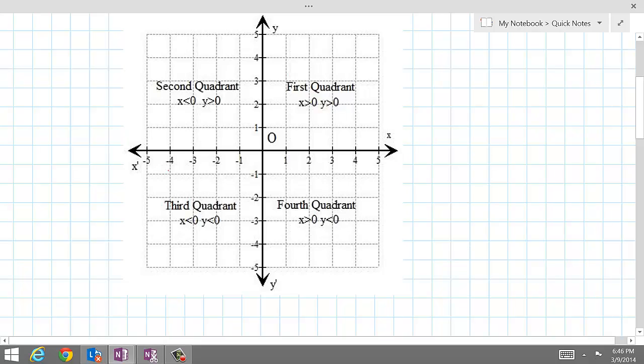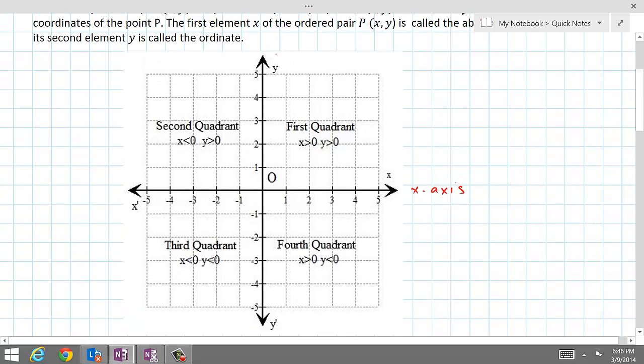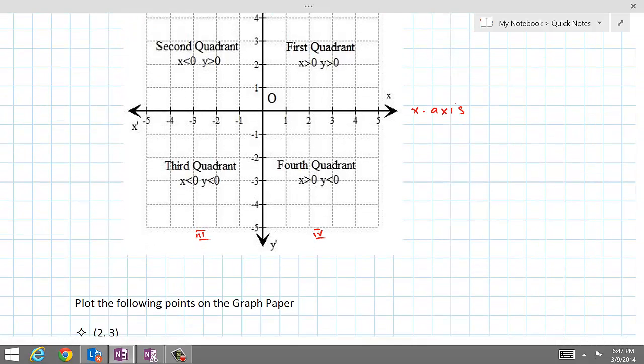The horizontal line XOX dash, this is called x-axis, and the vertical line here, this YOY dash, is called y-axis, and the origin is the point of intersection. This is the first quadrant, this is the second quadrant, this is third quadrant, and this is the fourth quadrant. And the general form of an ordered pair is x, y. That's what is an ordered pair of points.